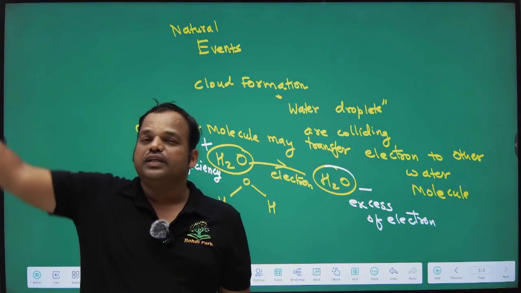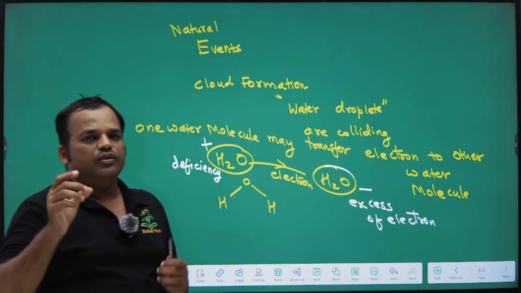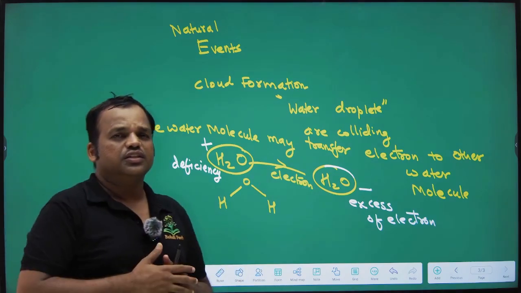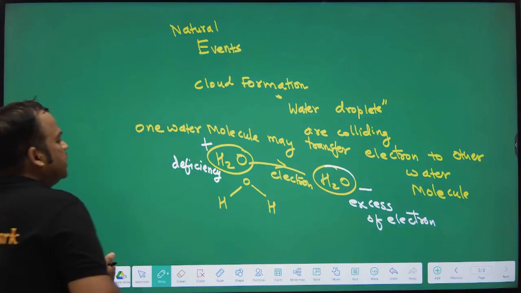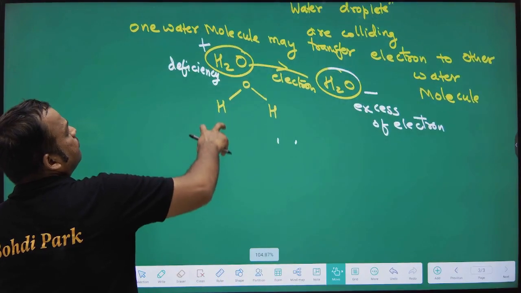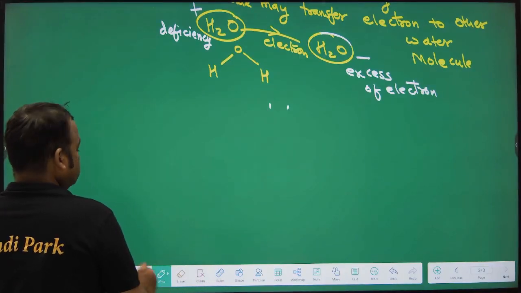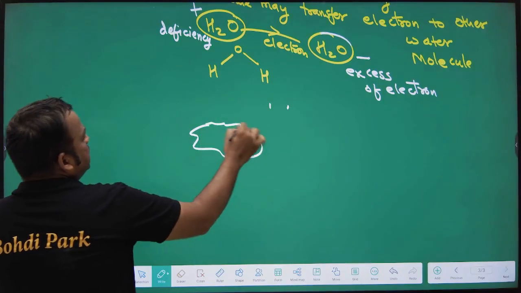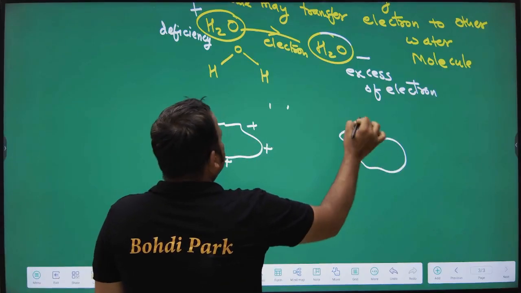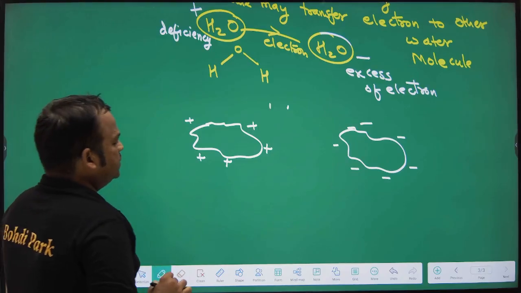But you see in the cloud, these clouds are huge. So the number of water molecules is tremendous. Billions, trillions of water molecules are there. So you imagine we have one cloud which is full of positively charged water molecules, and we have another cloud which is full of negatively charged water molecules.